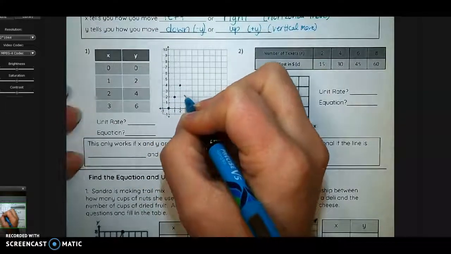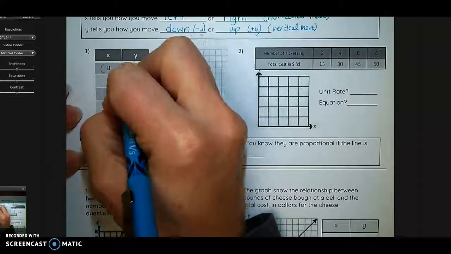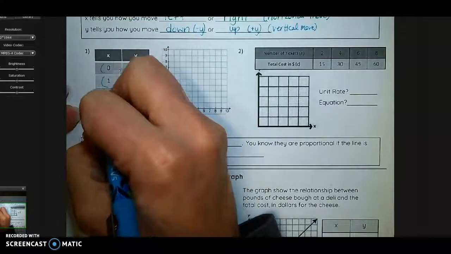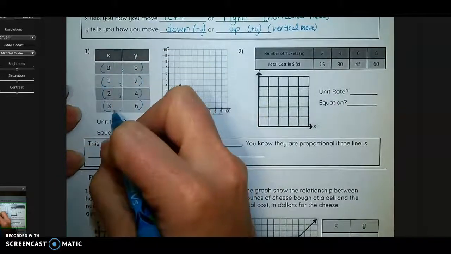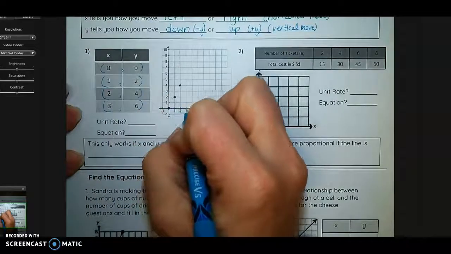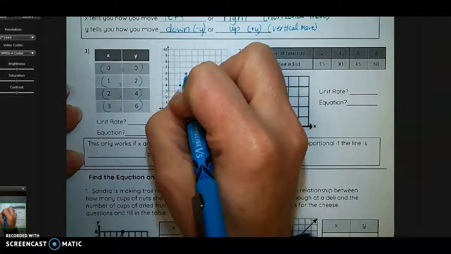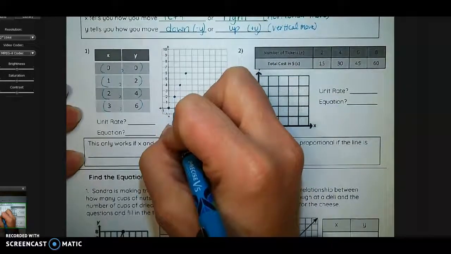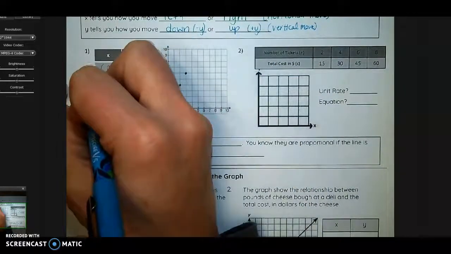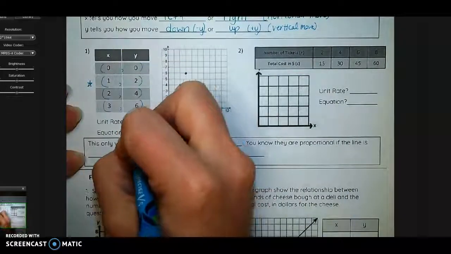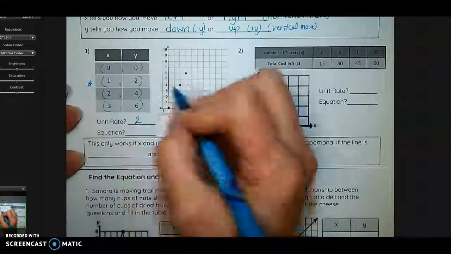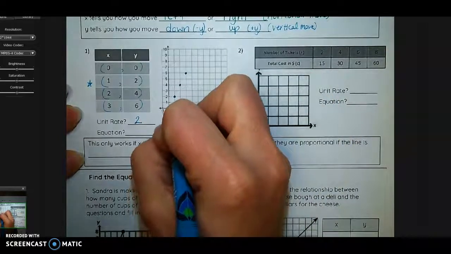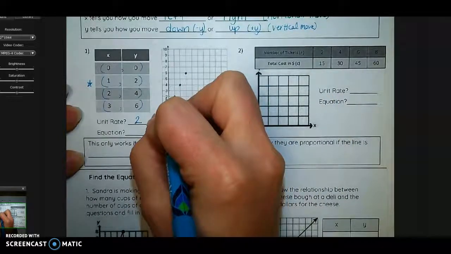And so if you haven't noticed, I'm thinking about these like they are ordered pairs. So that's my x term, that's my y term, so I go over 3 and up 6. So my unit rate, when my x is 1, this is going to be my unit rate. That means my unit rate is 2. So my unit rate is wherever my y is. So for 1 of something, I get 2.